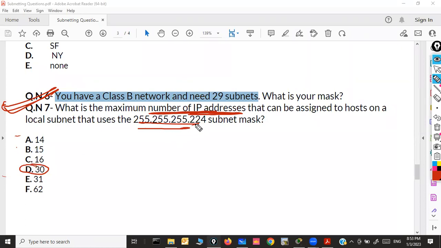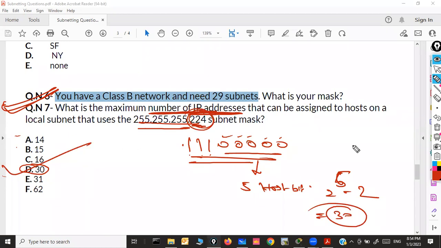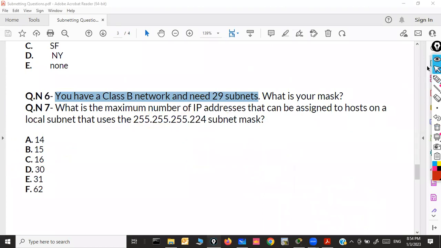So 224 in binary, if I convert only this portion, is 128, 64, 192, 224, and then 5 zeros. Yes, so the binary conversion of 224 is this, and this way 1, 2, 3, 4, 5, 5 host bits. So the answer is correct, because 2 raised to the power 5 minus 2, so 32 minus 2, that is 30. That's correct. So answer D, absolutely right.